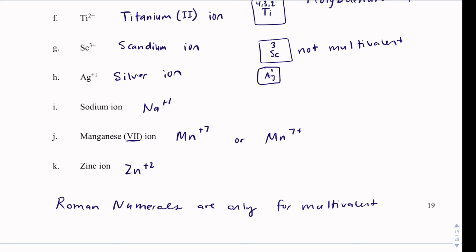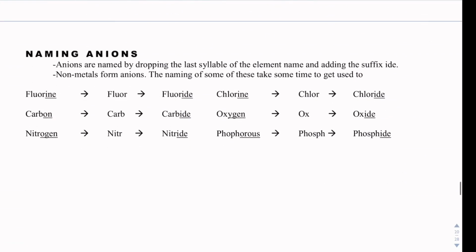Multivalent cations, okay? So only metals could have Roman numerals. Now, anions, these are things that form negative charges. Anions are named by dropping the last syllable of the element and then adding the suffix "ide." Some of them take a little bit of time to get used to.